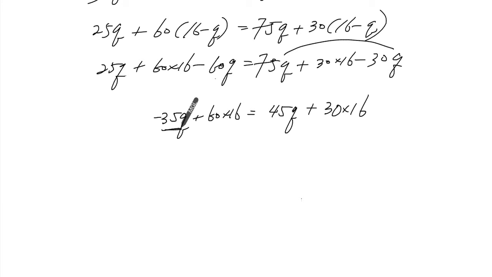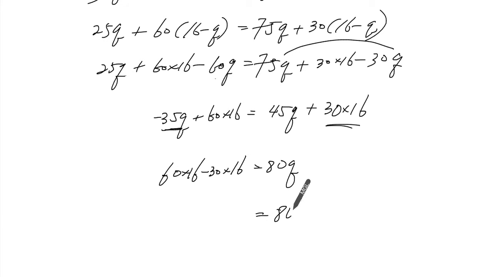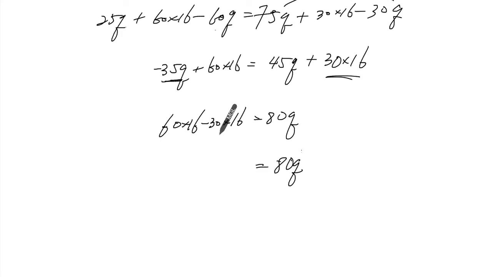Okay, and let's bring this to the right side. Adding 35Q to both sides will give you 80Q. And let's bring this whole thing without multiplying it in. Here, the fastest way to do this is to recognize that this is 60 times 16, and this is 30 times 16. So really we have 60 minus 30 of 16. And then I'm still not going to multiply this.